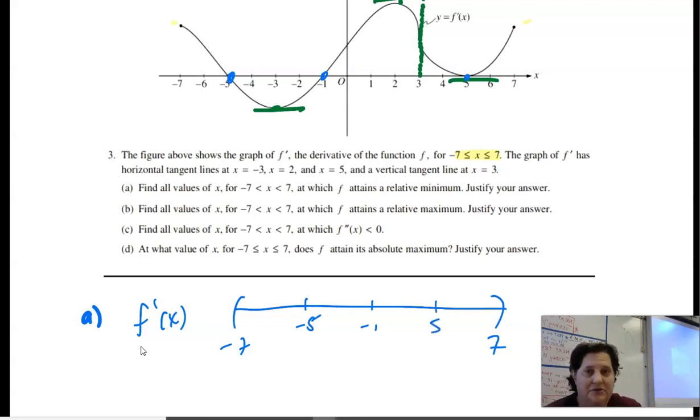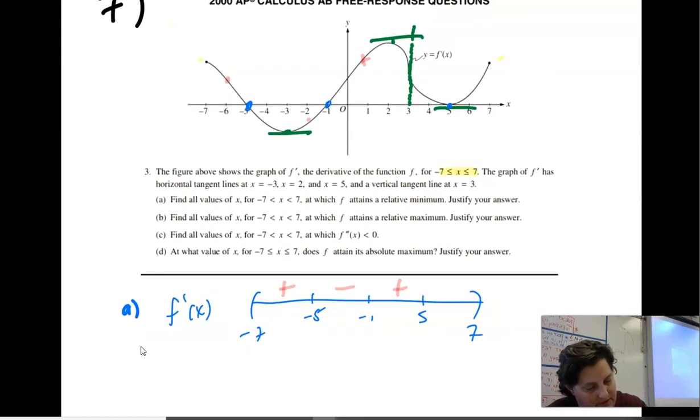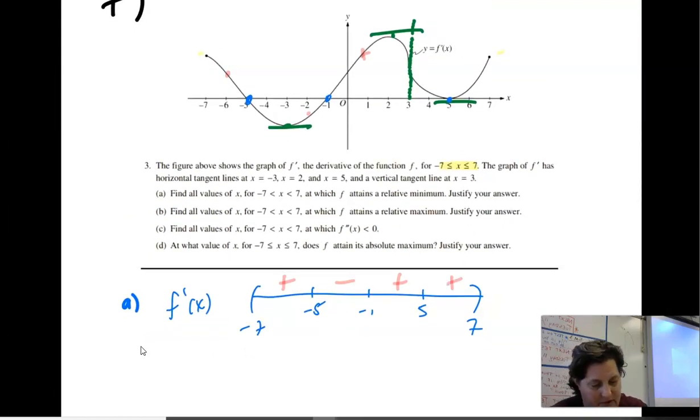Okay, and this one is about checking the values of it. So between negative 7 and negative 5, it's positive y values. Between negative 5 and negative 1, it's negative y values. From negative 1 to 5, it's positive y values. And it stays positive from 5 to 7. So it's positive all through there. Okay, cool. Increasing, decreasing, increasing, increasing some more.